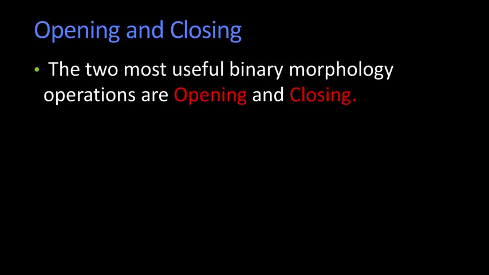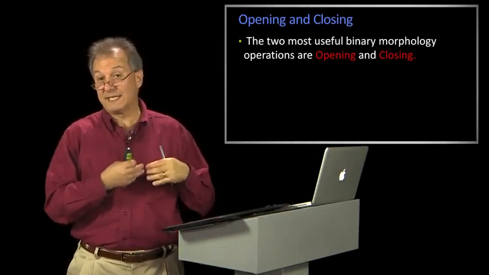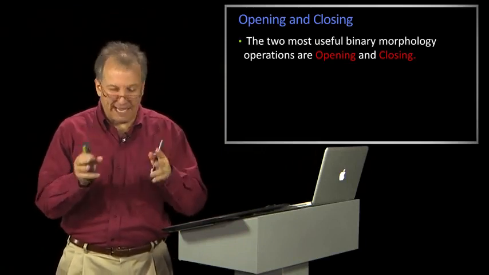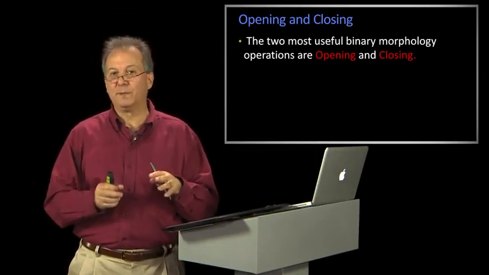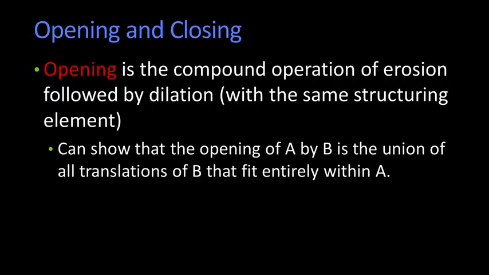And I say here the two most useful binary morphology operations. That is just one man's opinion, my not so humble opinion, that's probably the most important thing. And the only reason I say it's most important is in many systems that I've worked on, down in the guts, somewhere we're doing some opening and closing just to clean up our binary images a little bit. So opening is a compound operation. Erosion and dilation are primitives. And it's an erosion followed by a dilation. Okay? So that's what an opening is.